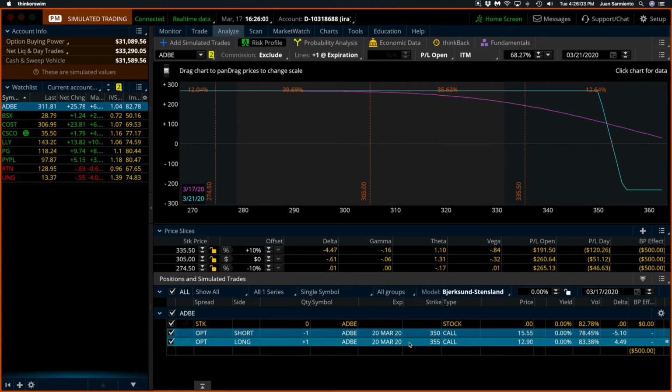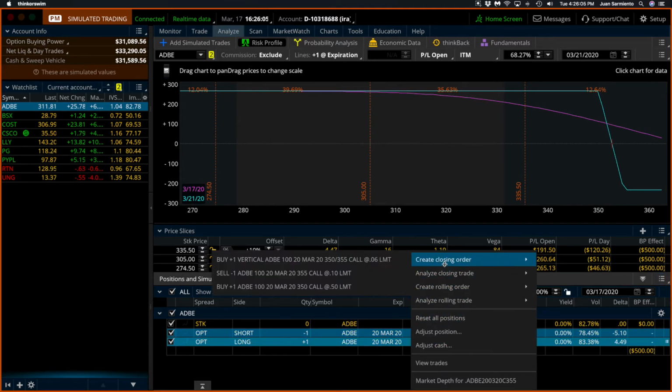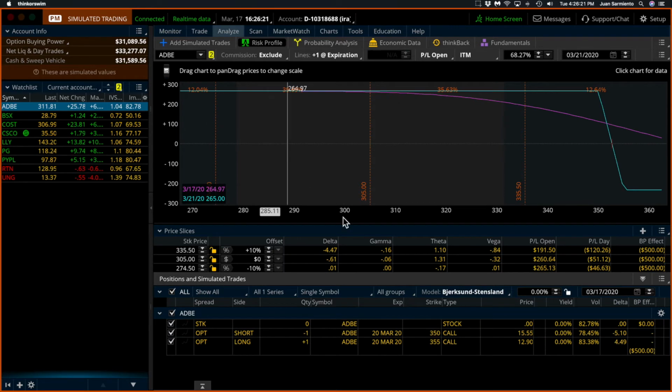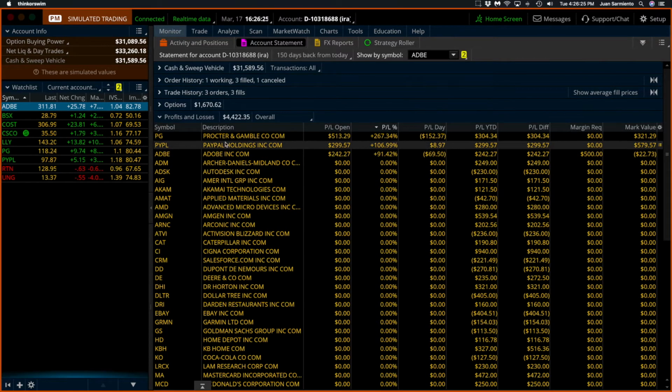So again, I could set a closing order, but I wouldn't give away any more than 3 cents. So my debit will be 3 cents. That's all I'm willing to give away, and this is likely to get filled. Those are the 3 ones that are profitable.